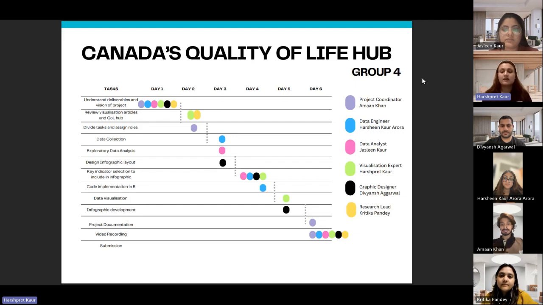Over to Divyansh. Hi, my name is Divyansh, and I'm working as a graphic designer in this project. So I worked on the layout, key indicator selection, and the design of the infographics. We have chosen the five main areas: prosperity, society, health, environment, and good governance to show Canada's quality of life. And the goal was to make the data easy to understand using simple visualizations and clear insights.